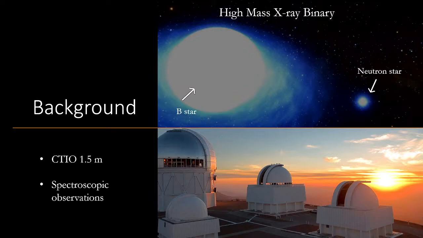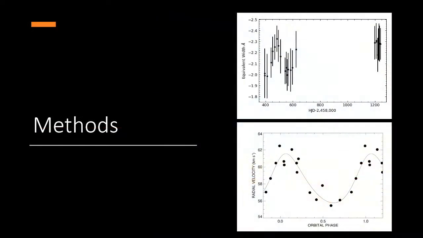We used the CTIO 1.5 meter telescope in Chile, and we got spectroscopic observations from there to do our investigation. For the methods, like I said, there was that big disk around the star, and it's a characteristic of a high mass X-ray binary to have the neutron star interact with that disk. So there'll be disk variability. We looked at a hydrogen line, H beta to be specific. On this plot, there's a weird trend in the data where it has one peak and then goes back down. If I were to zoom in on the top right corner over there, it would continue in a linear trend.